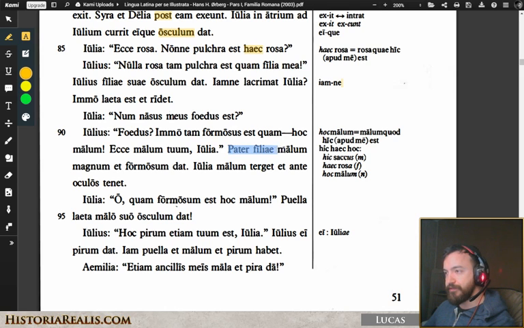The father gives the daughter a big and beautiful apple.